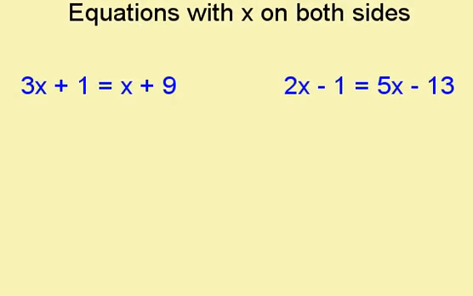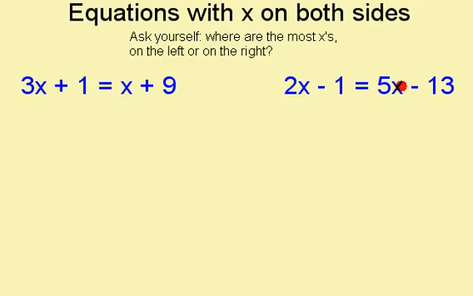This is the final type of question and it's worth more marks on the exam. Can you see what the difference is here? The difference is that we've got x on both sides of the equal sign. When you've got a question like this, you always use the following technique. You need to ask yourself, where are the most x's, on the left or on the right? In this question, the most x's are on the left.